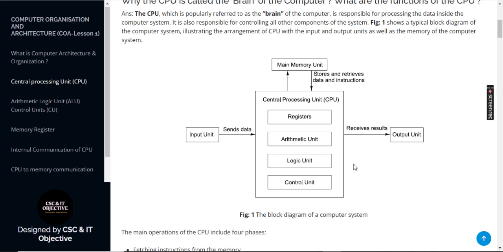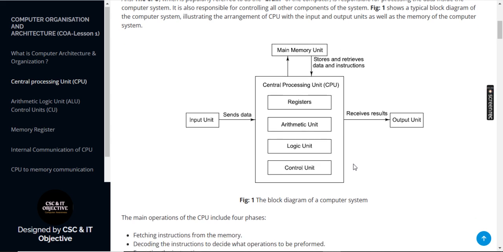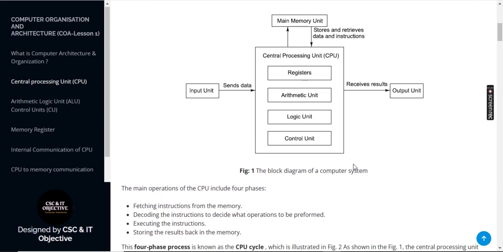The main operation of the CPU includes four phases. First, fetching the instruction from the memory. Second, decoding the instruction to decide what operation is to be performed. Third, executing the instruction. And fourth, storing the results back in the memory. These are the four main operations of the CPU.